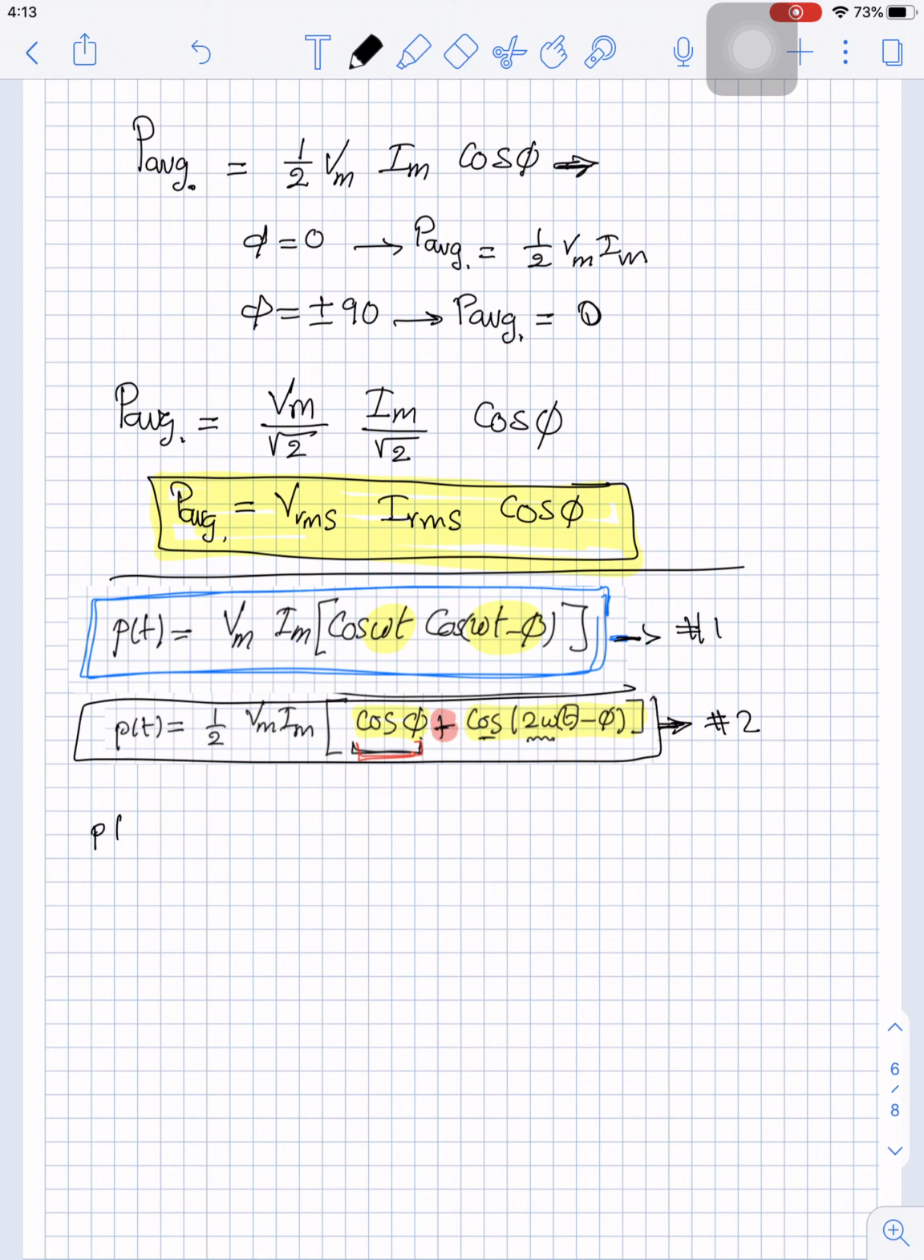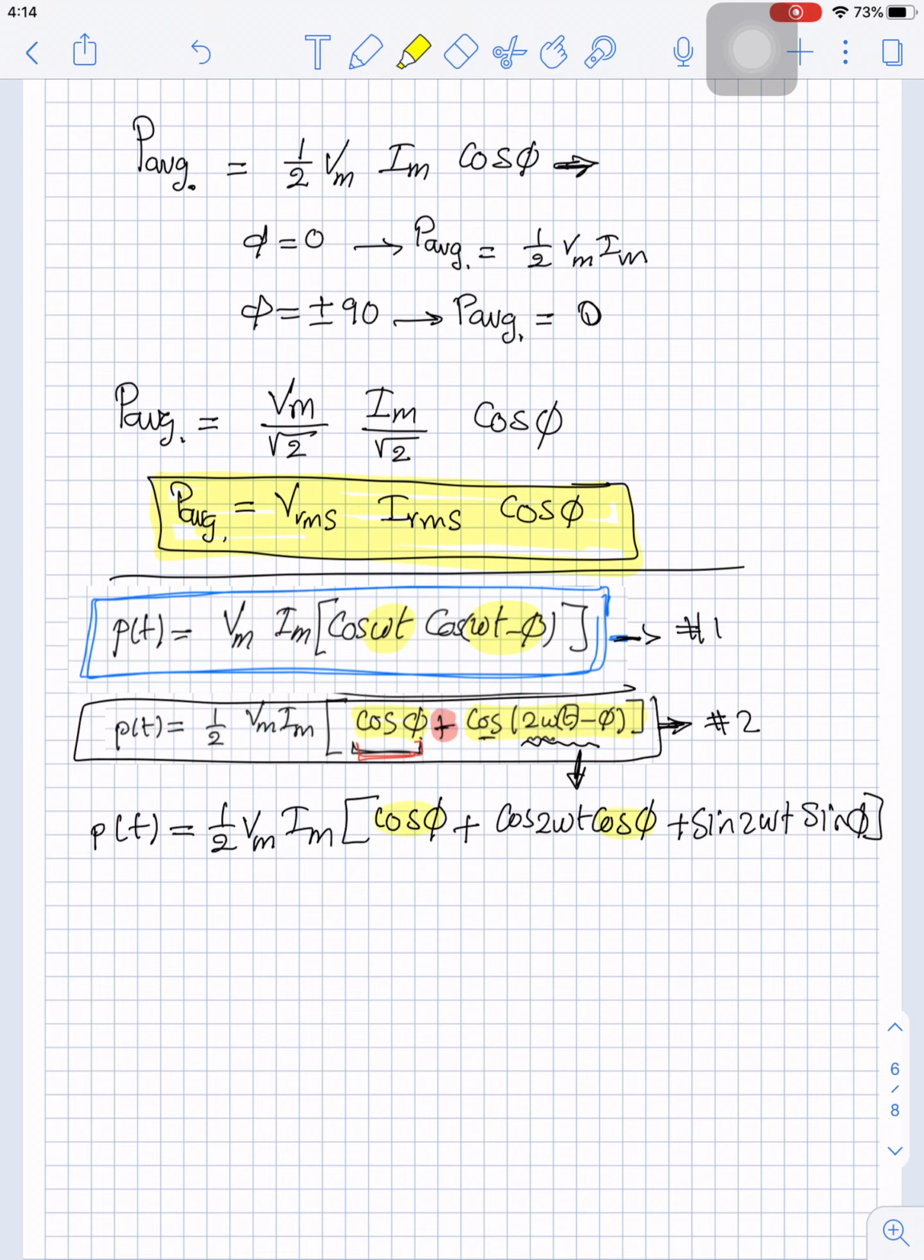Now we will start from form number 2 and do an expansion for it. So P of t equals half V max I max cos phi plus cos of 2 omega t minus phi. We know that cos A minus B is cos A cos B plus sine A sine B. So cos of 2 omega t minus phi will be cos 2 omega t cos phi plus sine 2 omega t sine phi. So we did an expansion for this part. Then we will rearrange this equation, taking cos phi as a common factor, and multiplying half V max I max in the two parts inside here.